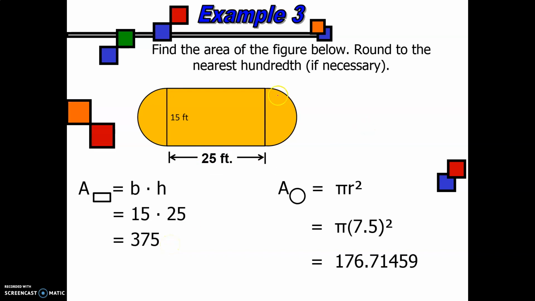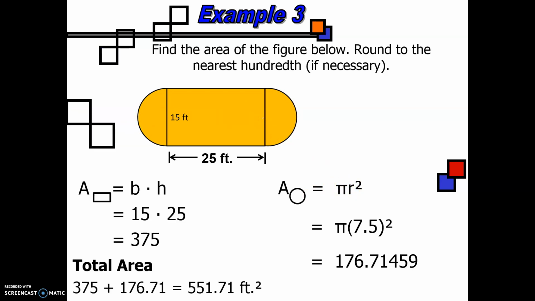Now, for the two semicircles, remember, area tells you how many square units a shape takes up. Another way to think about that is how much space a shape takes up. So when you think about it, the area of two semicircles takes up the same amount of space as a full circle. So I can go ahead and just use the area of one circle to figure out the area of these two semicircles. The important thing is I just need to remember that the radius is 7.5.